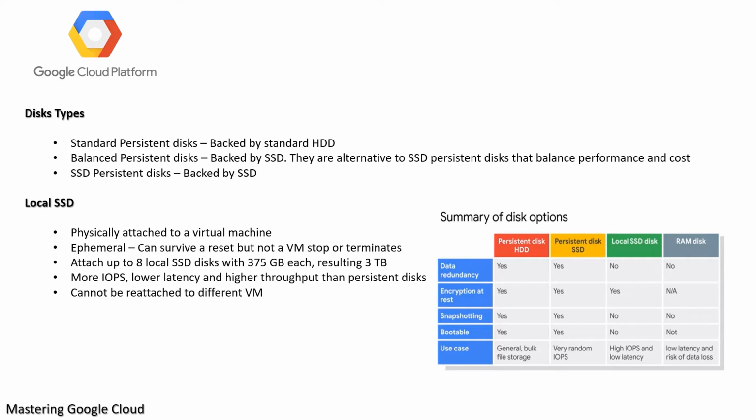Local SSDs are physically attached to a virtual machine. They're ephemeral. They can survive a reset, but not a VM stop or terminate. You can attach up to 8 SSD disks with 375 GB each, resulting in 3 TB of total storage space. More IOPS, lower latency and higher throughput than persistent disk, which is very, very important. You should know that local SSD is much faster. They have low latency and higher throughput than persistent disk because they are physically attached to a VM. They cannot be reattached to a different VM for obvious reasons.